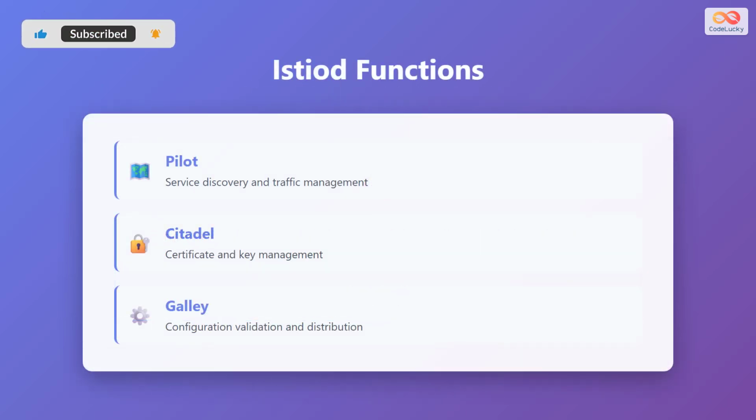Istiod performs three main functions by consolidating three previously separate components. First is Pilot, which handles service discovery and traffic management. Second is Citadel, which manages certificate and key management for security. Third is Galley, which validates and distributes configuration across the mesh. By combining these three functions into a single binary, Istiod simplifies deployment and reduces the resource footprint of the control plane.